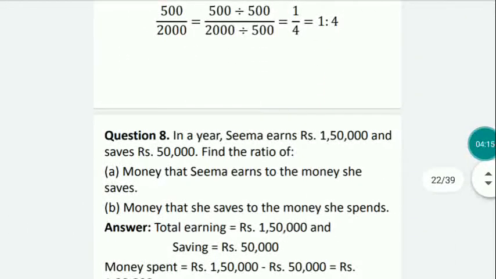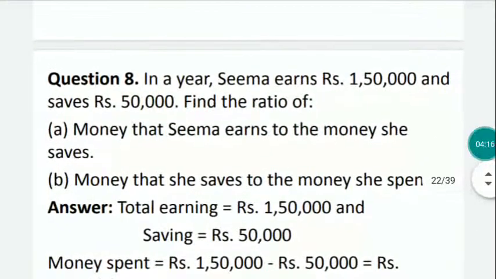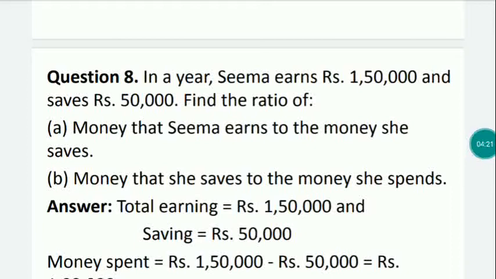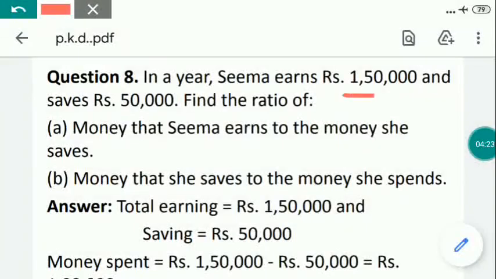Now question number 8. In a year, Seema earns rupees 1,50,000 and saves rupees 50,000. Find the ratio of money that Seema earns to the money she saves. B, money that she saves to the money she spends.